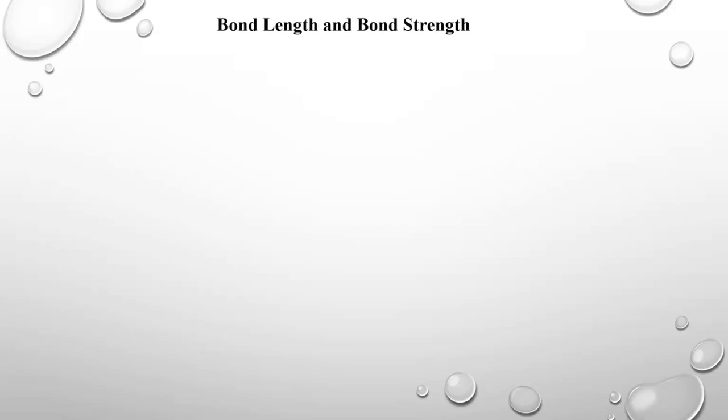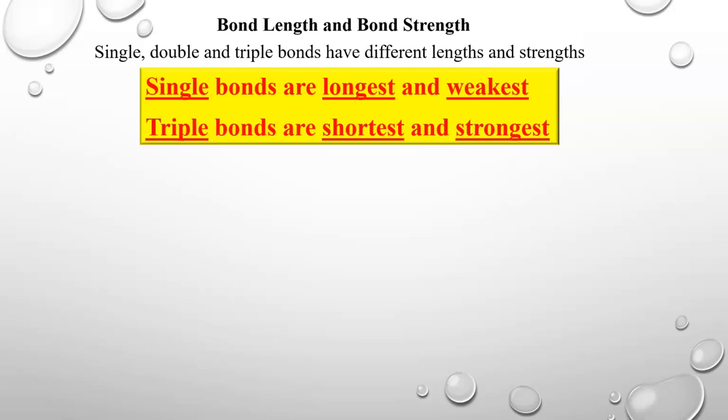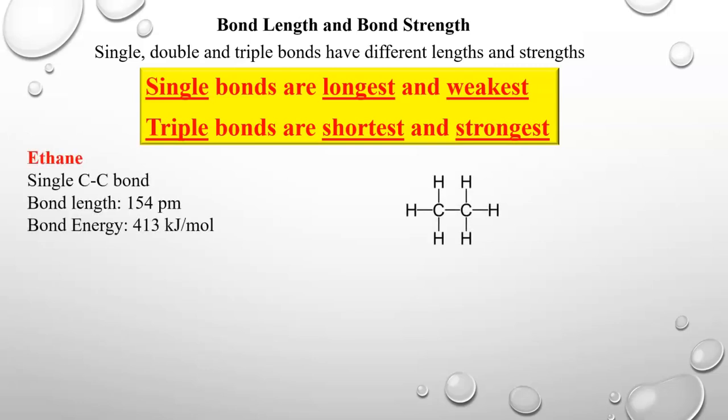Okay, so there are some facts you should know about bond length and bond strength. Single, double, and triple bonds have different lengths and different strengths, and this you should memorize. Single bonds are the longest and the weakest. Triple bonds are the shortest and the strongest. So let's look at some examples. Ethane has a single bond between two carbons, and there's the Lewis dot structure for it, using lines. You notice the bond length is 154 picometers, and the bond energy is 413 kilojoules per mole.